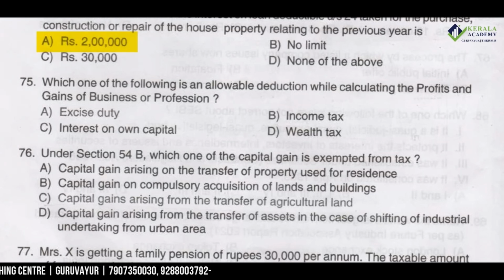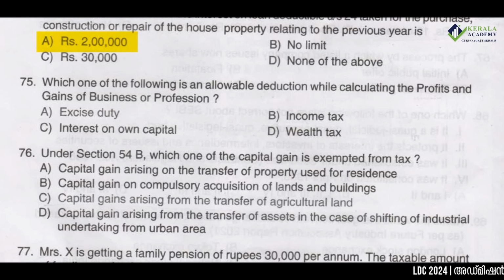Which of the following is an allowable deduction while calculating the profits and gains of business or profession? Excise duty, income tax, interest on own capital, wealth tax. Correct answer option A, excise duty.